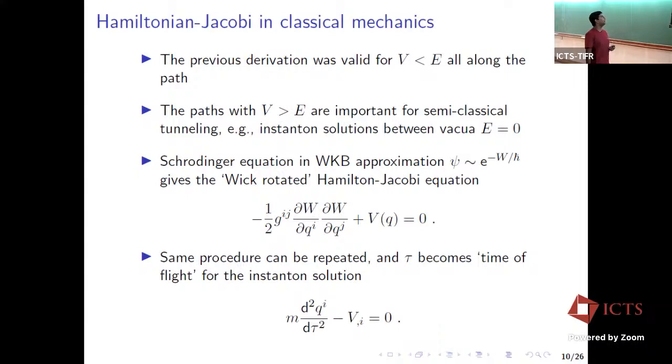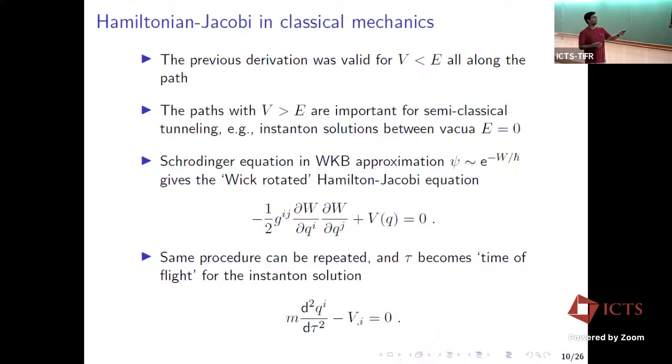And there is an analogous Hamilton-Jacobi equation which can be, for example, derived from the Schrodinger equation in the WKB approximation of this kind. This gives rise to this Wick-rotated version of the Hamilton-Jacobi equation we wrote down earlier, where the sign of this first term is flipped. And we have set E to 0 because in this simple example, we want to look at a tunneling solution between different vacua of this potential.